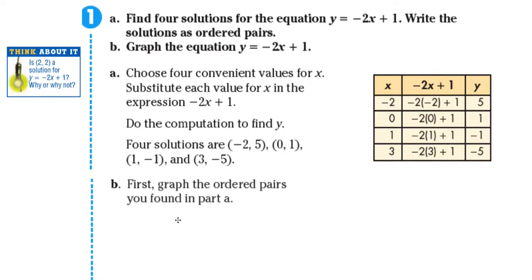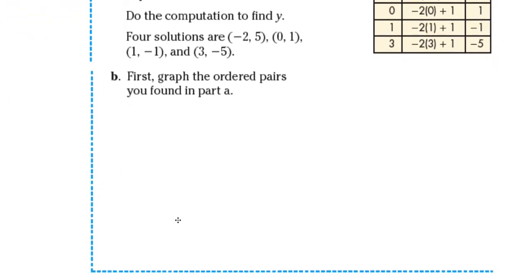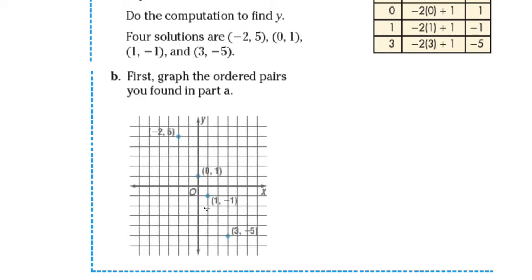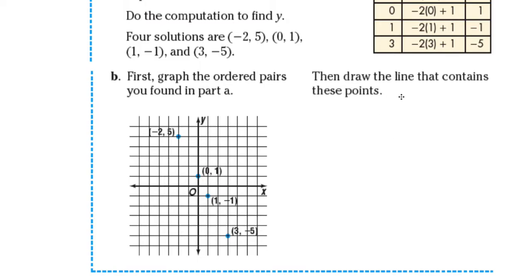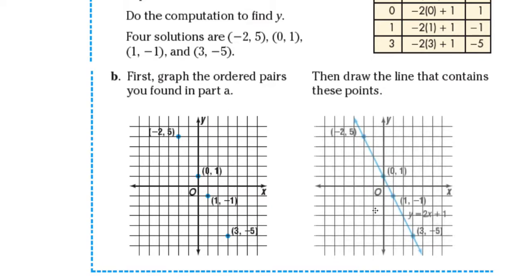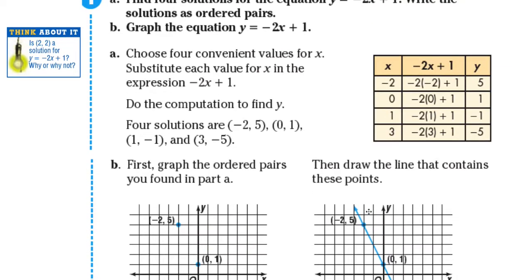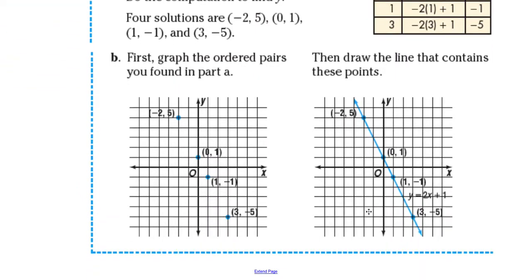Okay, so first graph the ordered pairs you found in part A, which is this one. So we graphed all these 4 points. And then after graphing all these 4 points, we simply connected the points and made a line out of it. Okay, so draw a line that contains these points, and that's how you graph the equation y equals negative 2x plus 1. Okay?